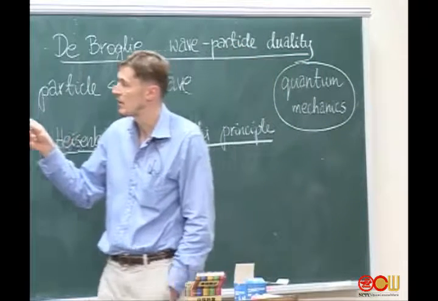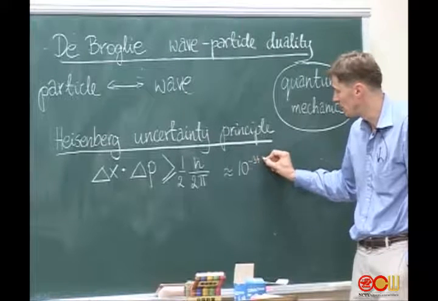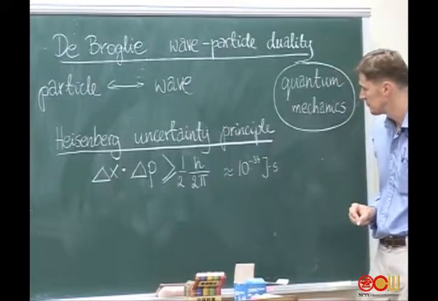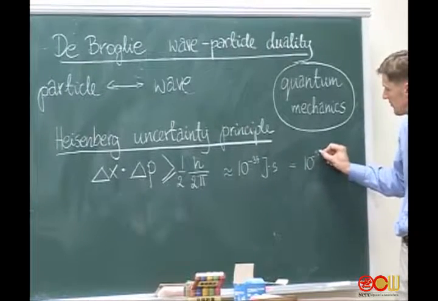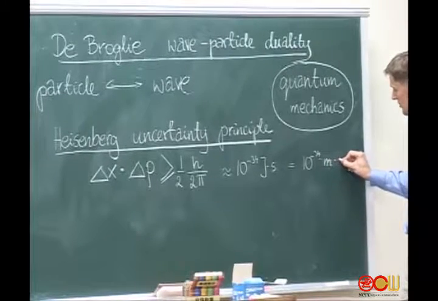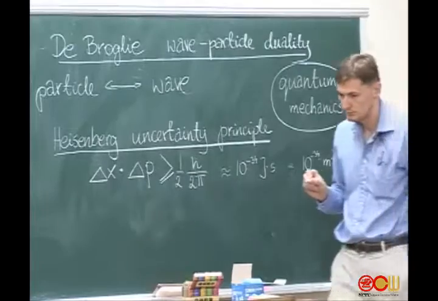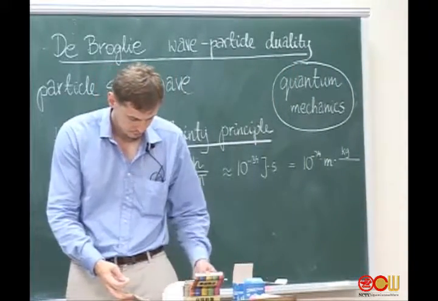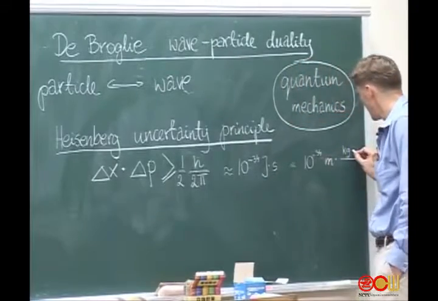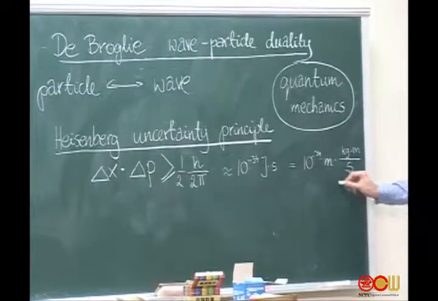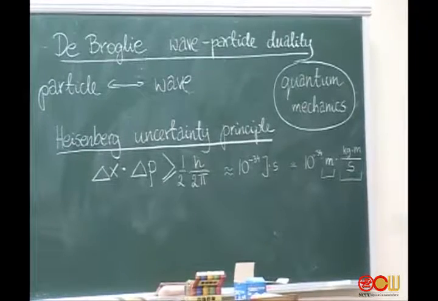And h was defined here. So this one is a small number, it's approximately 10 to minus 34 joule times second. If you play with this a bit, you find that it is 10 to minus 34 meter times kilogram, what will be the units? Kilograms times meter per second. So this is the error you are making in meters, and this is the error you are making in this unit.